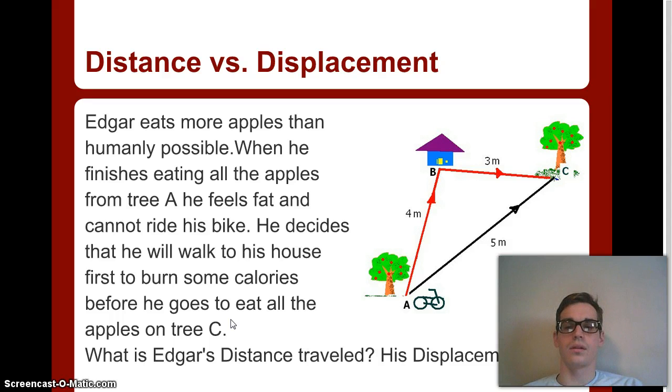Harrison? Yeah, okay, good. He travels a total distance of 7 meters. Very good. While his displacement is only 5 meters.